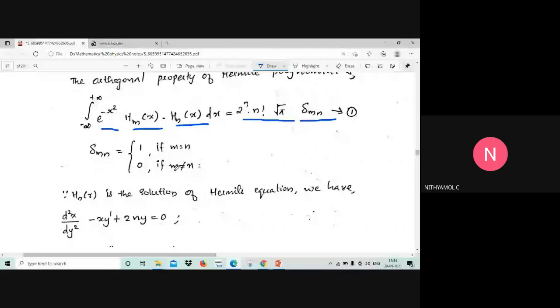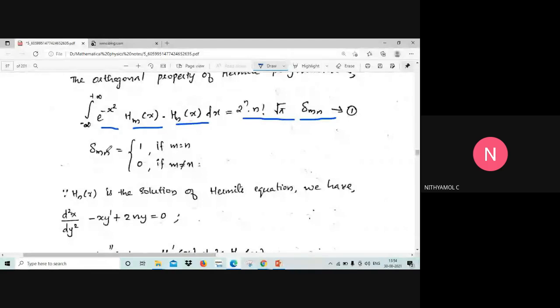Now the orthogonality of Hermite polynomial. The orthogonal property of Hermite polynomial is integral minus infinity to infinity e raised to minus x square hm x hn x dx equal to 2 raised to n n factorial root pi delta mn. This is the orthogonal property of Hermite polynomial, and we know delta mn is 1 when m is equal to n, otherwise it is 0. And we know hn x is the solution of the Hermite equation. We already saw that in the first session. What is the Hermite equation?